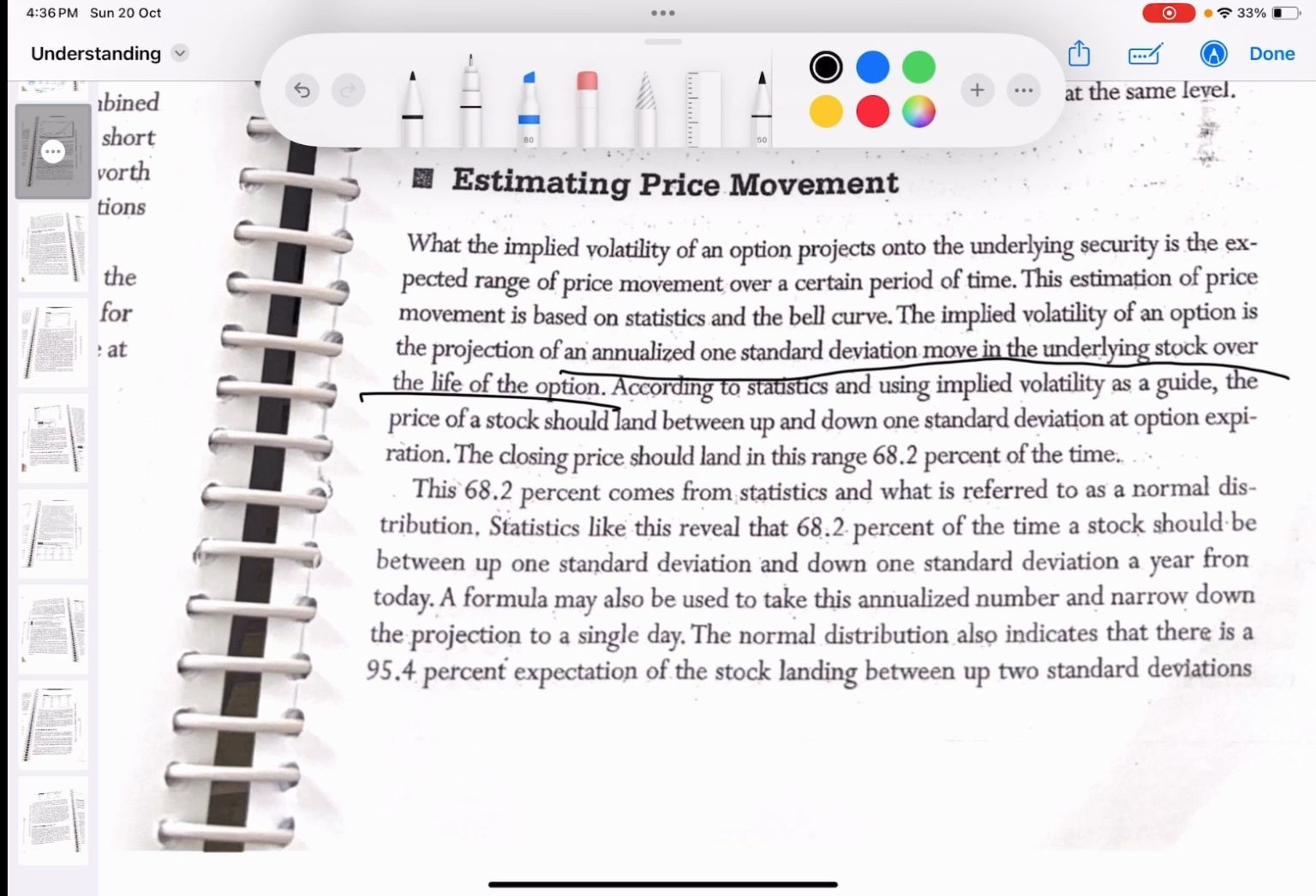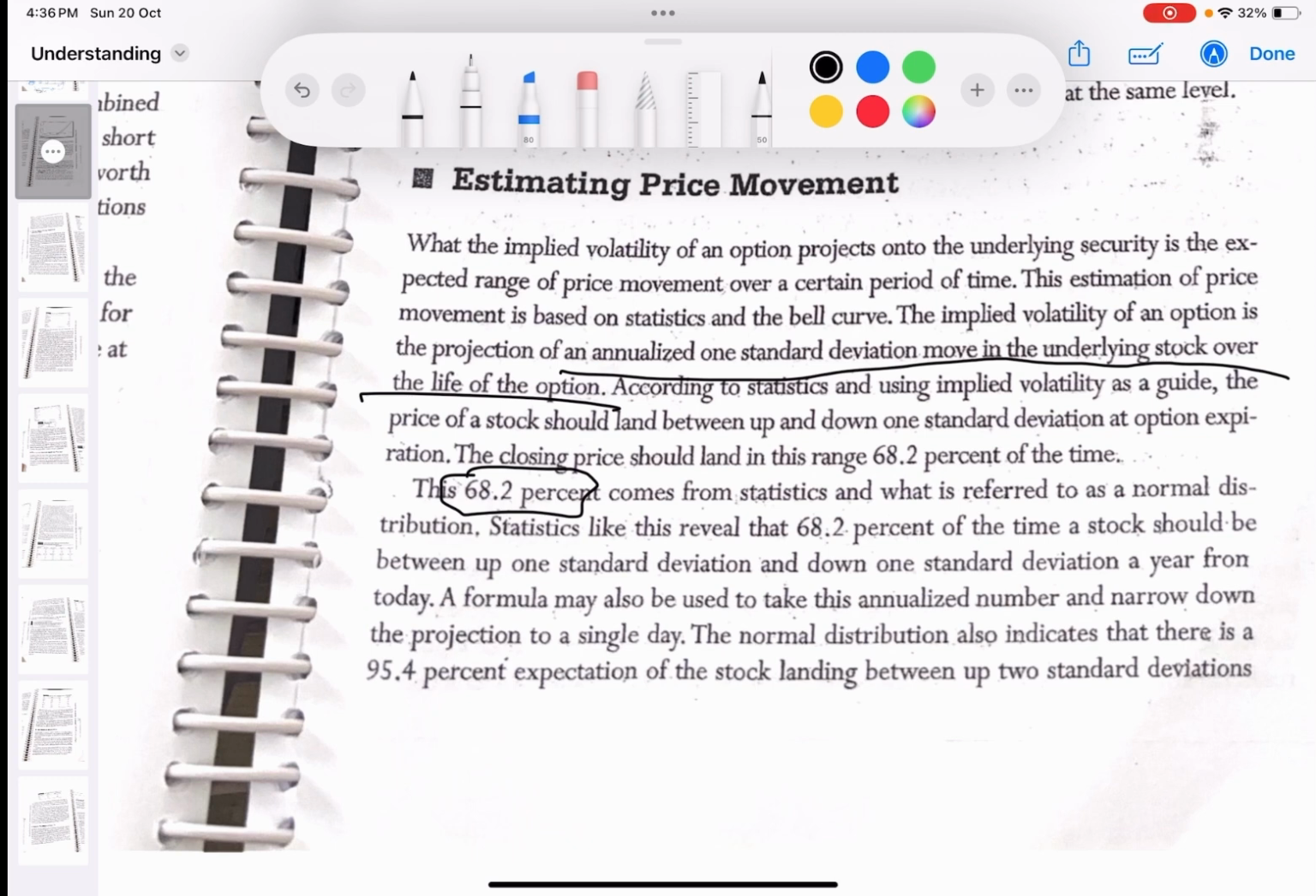So most of the time this is what happens: one standard deviation of the option price up and down, only this much it can move. It cannot move more than one standard deviation most of the time, which is 68.2% of the time. The 68.2% comes from statistics and refers to what is known as the normal distribution. So whenever we are talking about normal distribution, we are talking about 68.2% of the time. So a stock should move between one standard deviation up and down from a year from today.